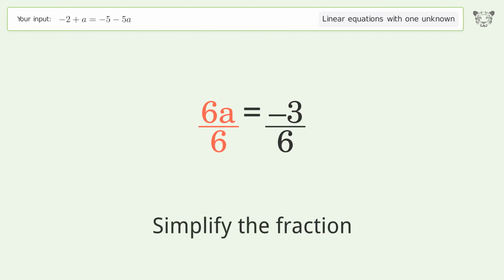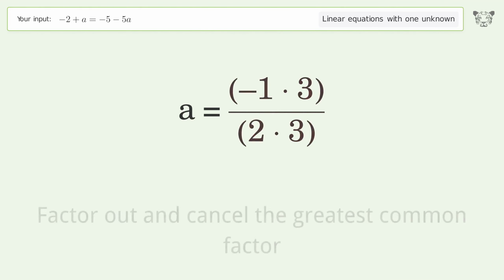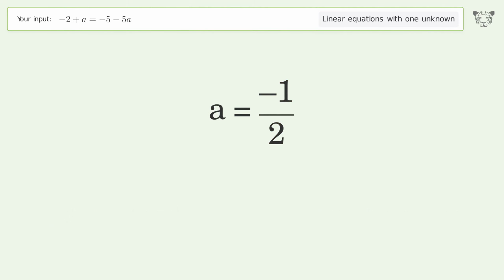Simplify the fraction. Find the greatest common factor of the numerator and denominator. Factor out and cancel the greatest common factor. And so the final result is a equals -1/2.